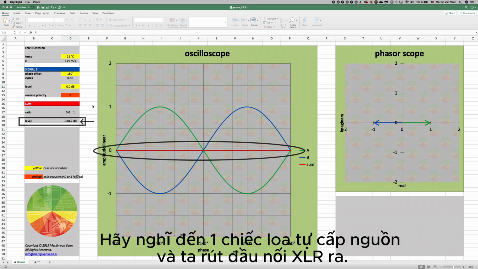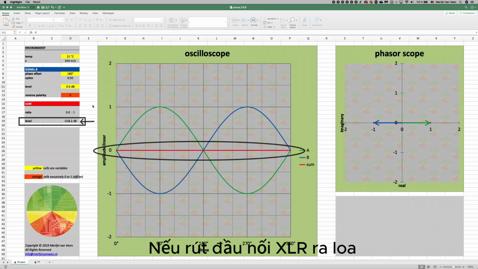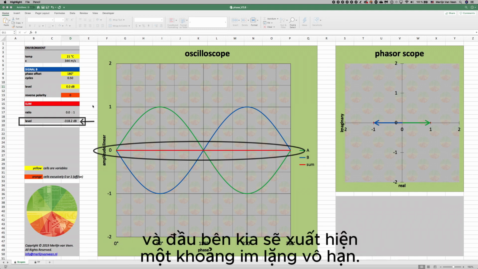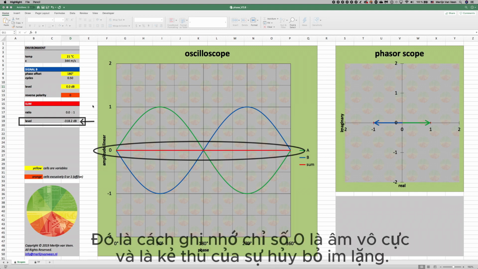Imagine that you have a self-powered loudspeaker and you take out the XLR connector. If you take the XLR connector out of the back of the self-powered loudspeaker, you're inserting no volts, you're inserting 0 volts into the loudspeaker. And out of the other end comes an infinite amount of silence. And that is how I memorize that 0 is -infinity, an infinite amount of silence.